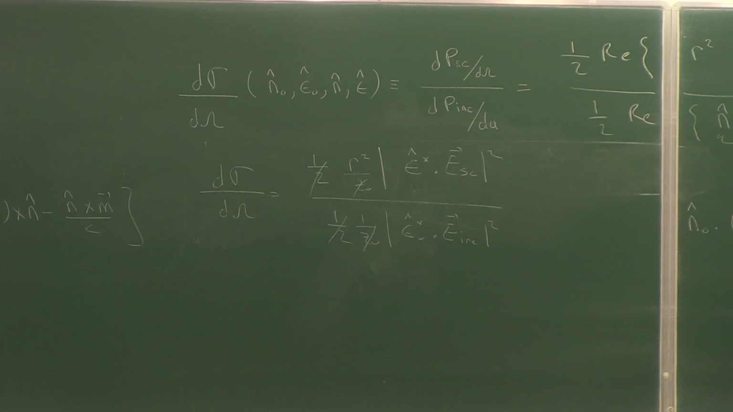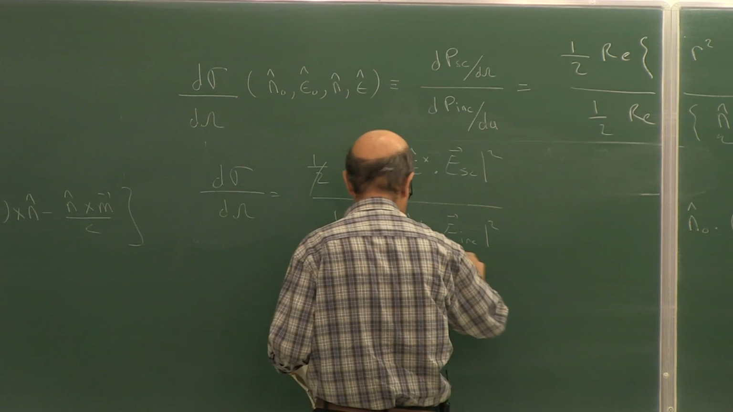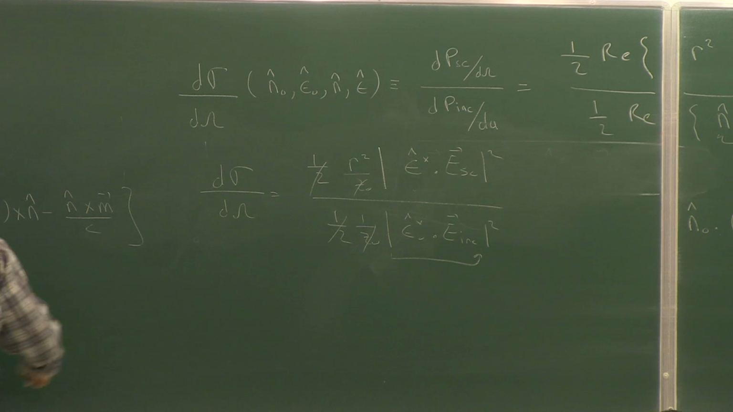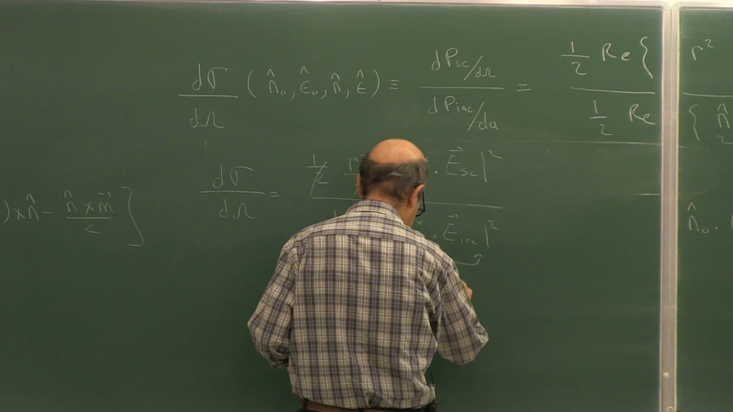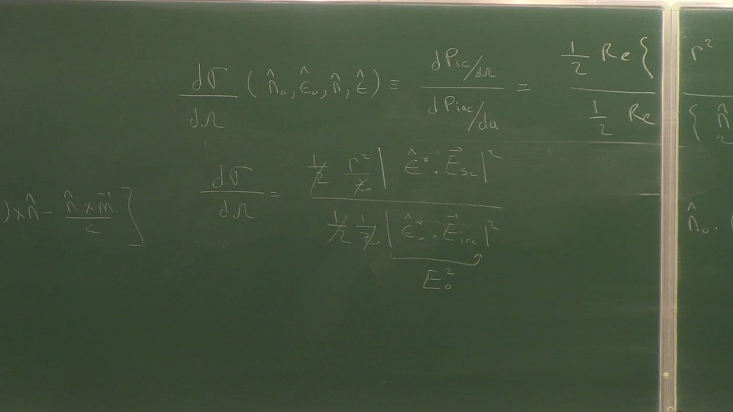Basically this whole bunch here is nothing but the following. If you take epsilon 0 and that product with the E incident, you will have unity here, and if you take the absolute square of this it will be unity again, and you will have E0. So this term will be nothing but E0 square, the amplitude of the electric field of the incident wave.